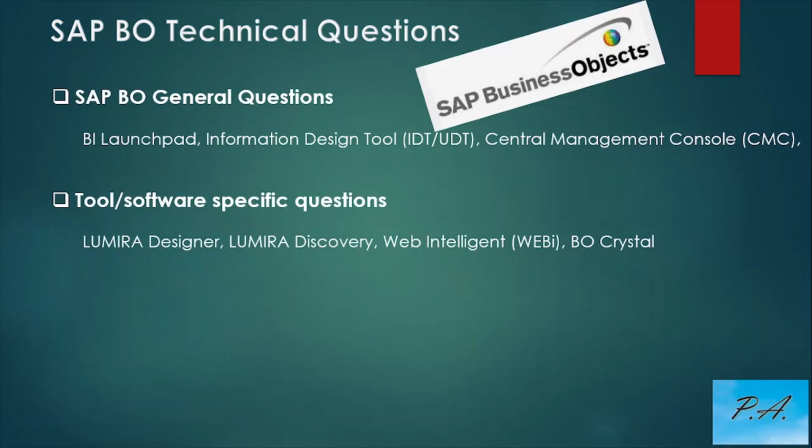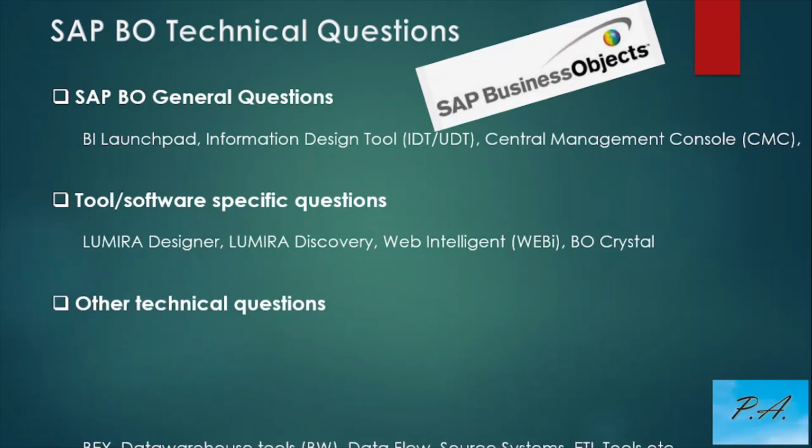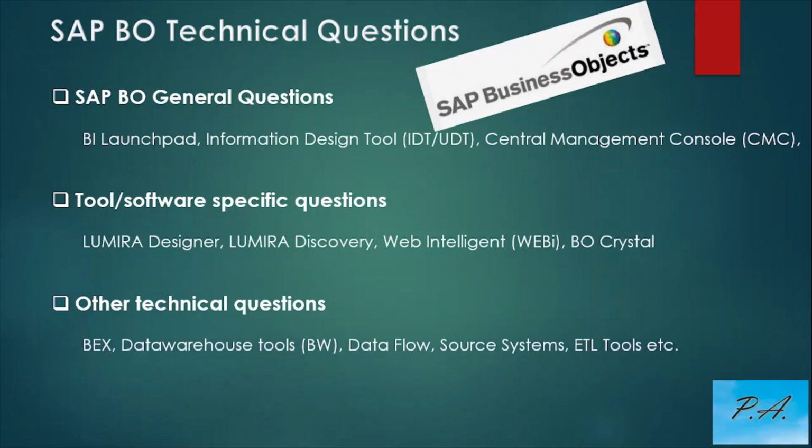Second is the knowledge in a specific tool. We will cover Lumira Designer, Lumira Discovery, Web Intelligence, and Crystal in this video. Third and the last is the understanding of various tools like BEx, data warehouse tools, data flow, source system, ETL tools, etc. Let's understand all these in more detail in the following part of the video.